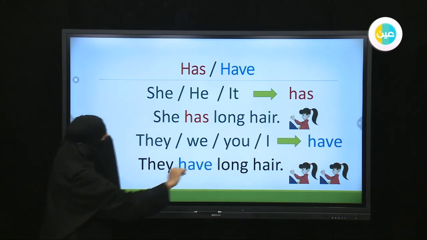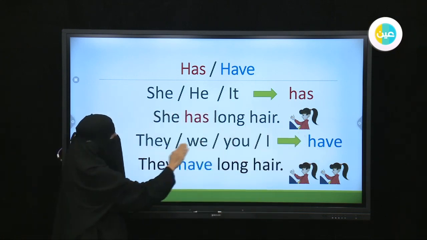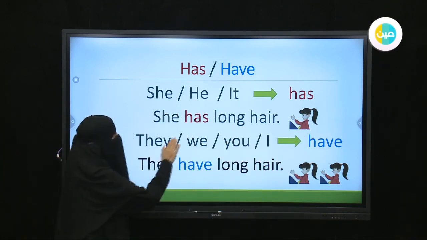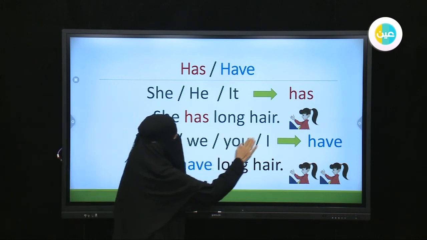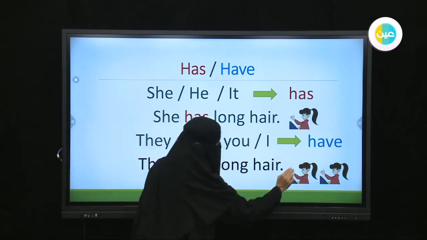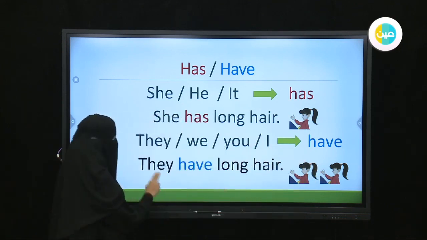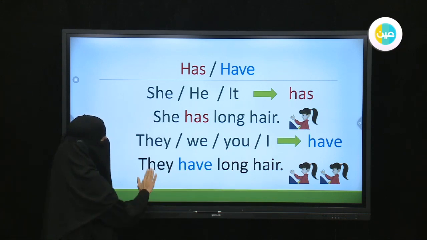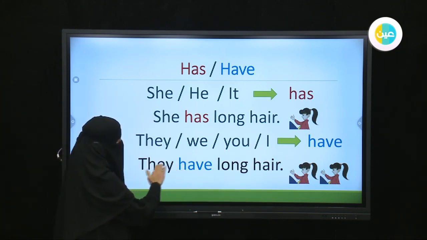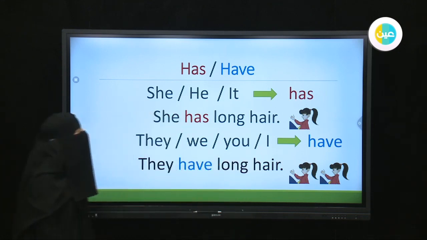Okay? Here, when do we use have? We use have with they, we, you, and I. So you say they have, we have, you have, and I have. Here in the example, I have 2 girls. So when I have 2 girls or 2 boys or 2 cats, what do I say? I say they. So they have. I change has into have with they. They have long hair. Very good.